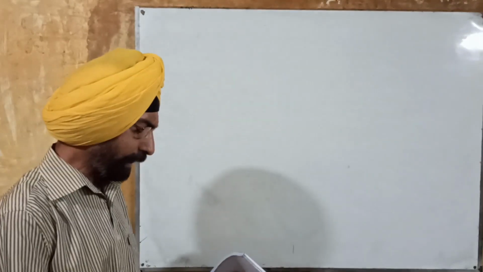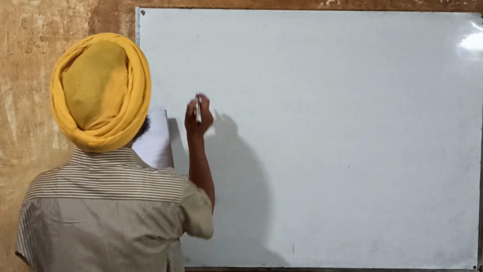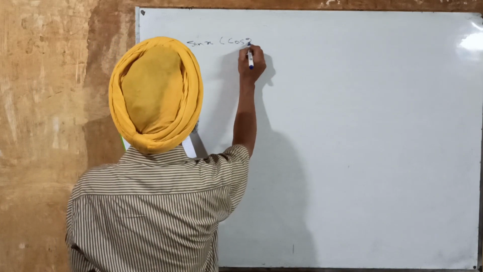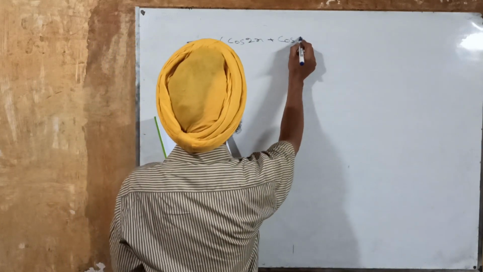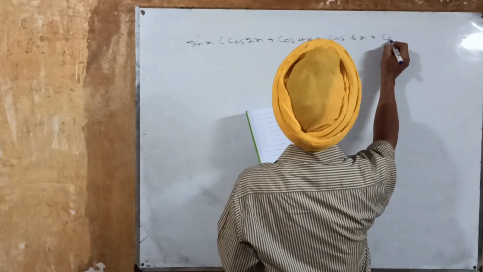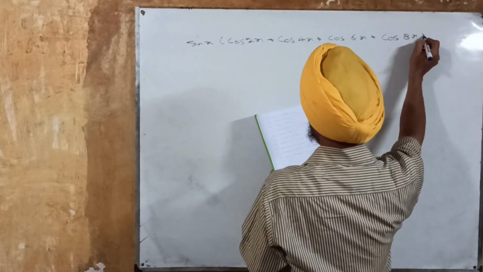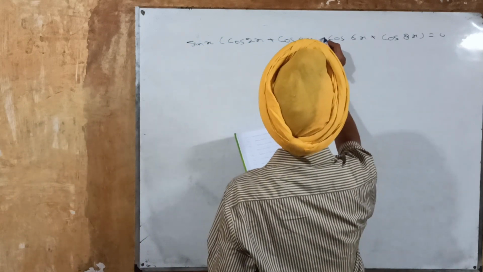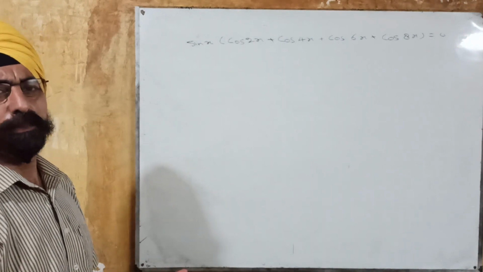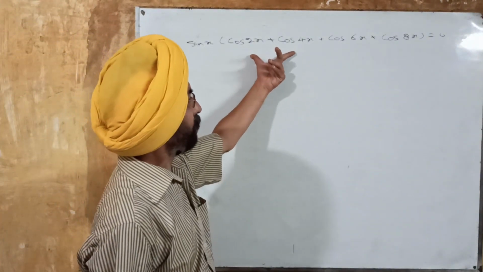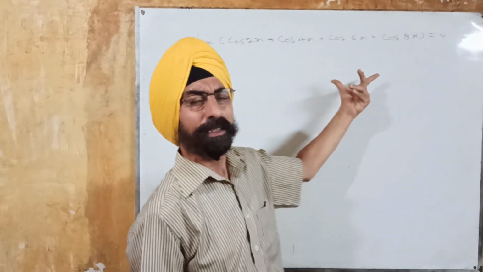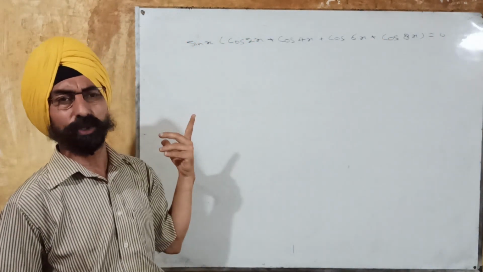Another question which I am going to take is this: simplify sin x times (cos 2x plus cos 4x plus cos 6x plus cos 8x) is equal to 0. So this is the question. Once again, this can be tackled in so many ways. You can apply cos C plus cos D here, and here, then taking something common, once again applying the formula for cos C plus cos D, you can tackle this question.